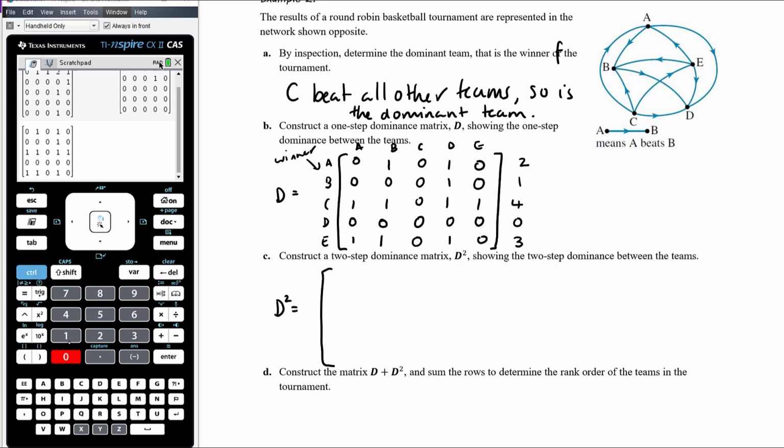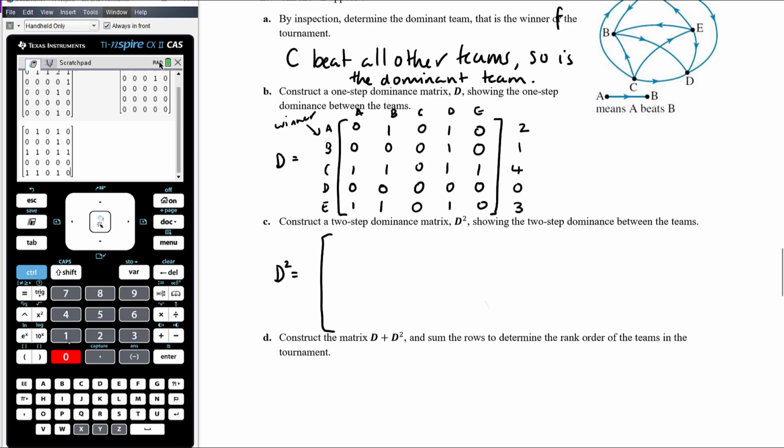So if both A and E only had 2 wins, for example, then we would look at D squared to see, but we would probably actually only focus on A and E. We would probably only look at between A and E, who has more two-step dominance out of those two, given that they were tied on one-step dominance. So this idea of just blindly adding these two together and going based on that is actually a little bit flawed in practice.